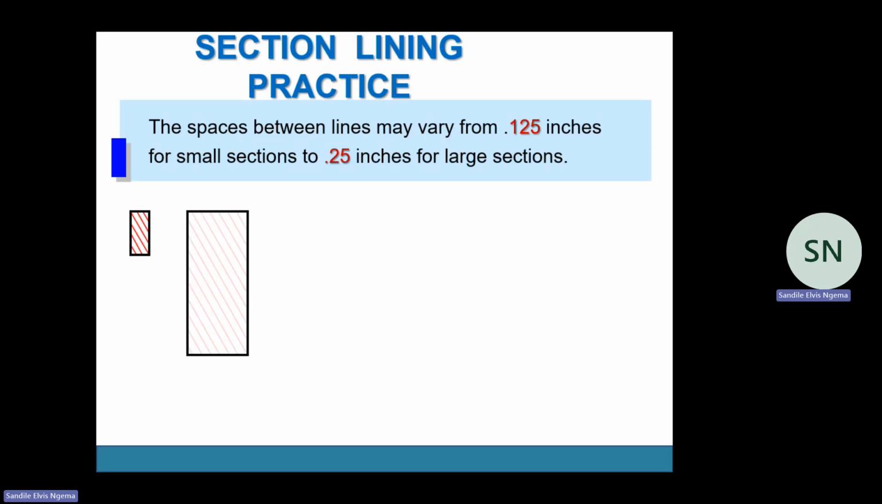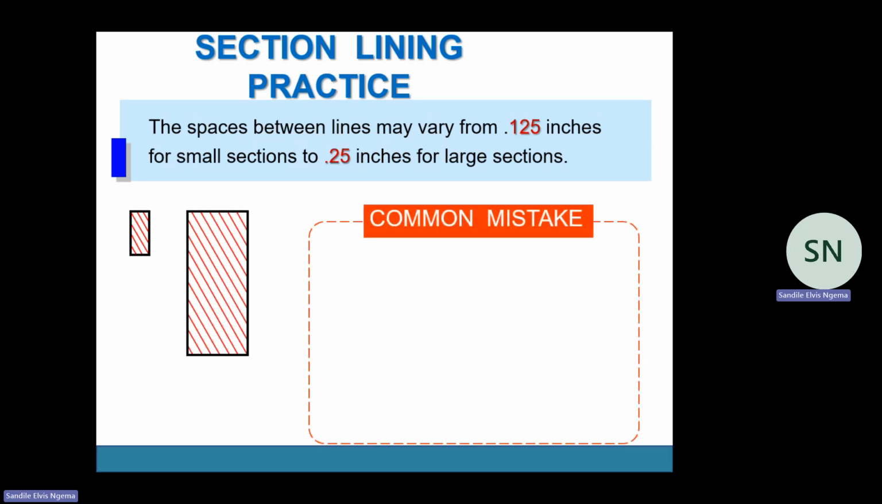Now let us look at how we actually draw these lines. So you can see from these two blocks, we have drawn sectional lines from that small block, and we have also drawn sectional lines on the bigger block.